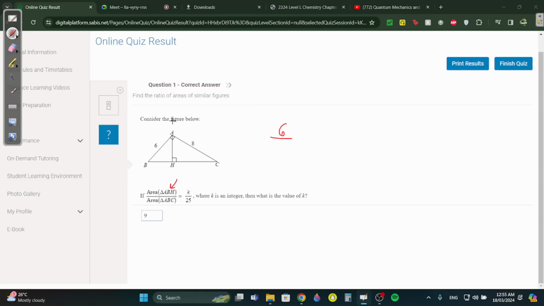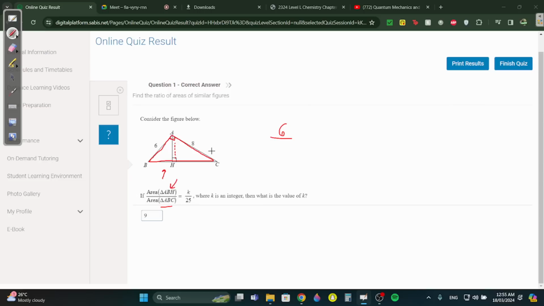So it's going to be 6 over the corresponding side. It has to be the corresponding side. You can't just take any side. This is the hypotenuse because this is the right angle. We have to take the hypotenuse of the other triangle because it has to be corresponding. For ABC, the right angle is over here, the hypotenuse is over here, and we need to find this side.